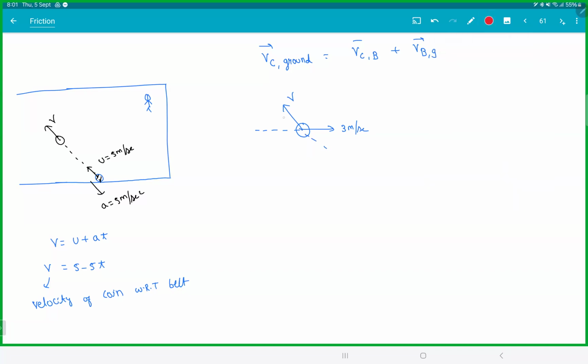And this angle is 53 degrees. Now, which one to resolve into components? The general feeling is to divide v. But I'll tell you, it is better to divide 3. I'll show you why.